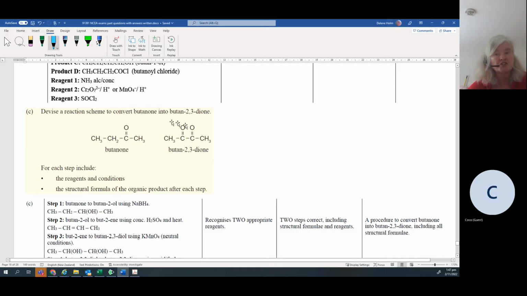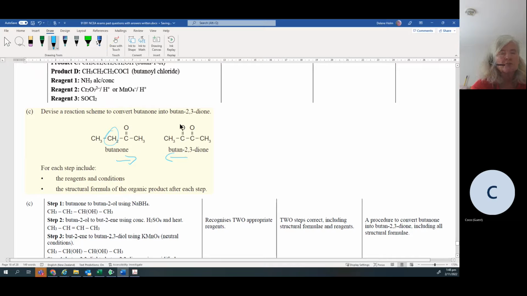And sometimes, and often these are the hardest for students, they'll say, I've got butanone. Tell me how to make butane-2,3-dione out of it. In other words, I want to have another ketone over here. And that can be quite hard for students. So these tend to be the hardest.